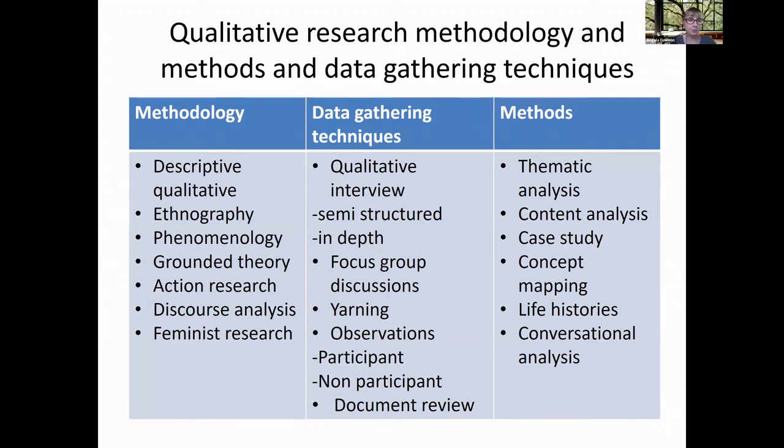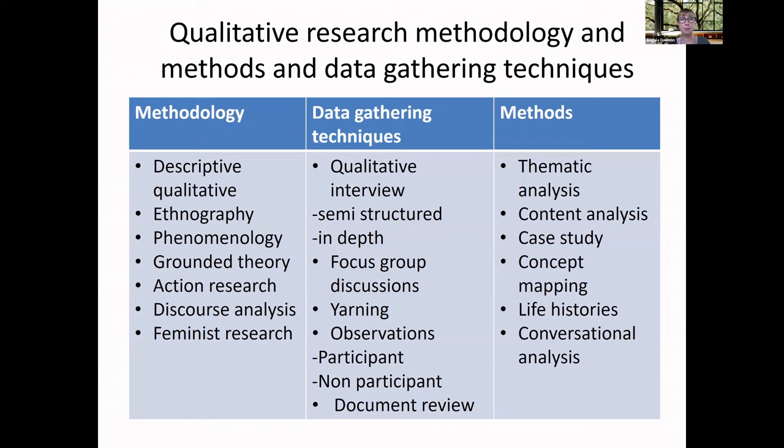So down one side here, we've got the methodologies. We can have a descriptive qualitative methodology that's much more towards the postpositivist paradigm than, say, the poststructuralist paradigm. I've already talked about ethnography. I'm sure you're all aware of that deep immersion in the field.